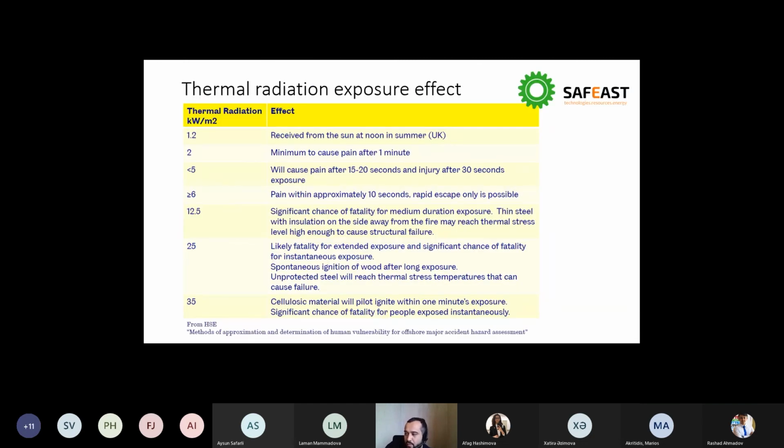And you may ask, okay, what does this thermal radiation mean? For example, I did a calculation and I see that one of them is 25 kW, but the other is 5 kW. So what does it mean?